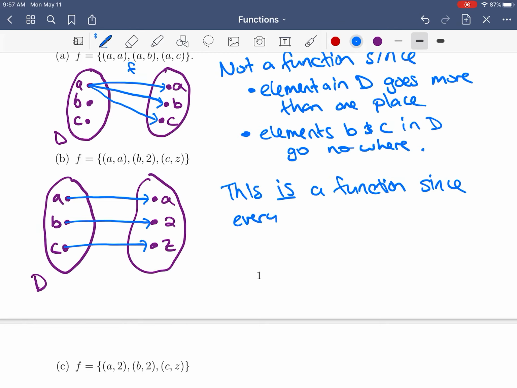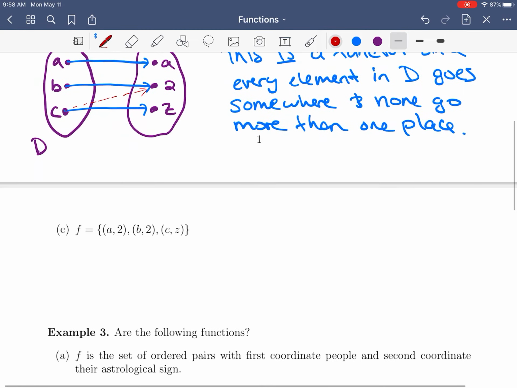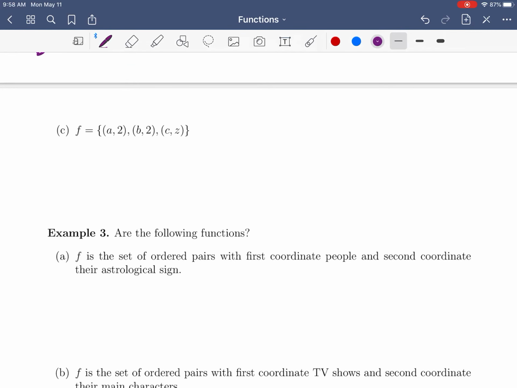Since every element in our domain goes somewhere, so it gets acted on, and none go more than one place. What that would look like if they did is that you had two arrows from one of them out. Okay, we don't have that. Let's look at one more here.